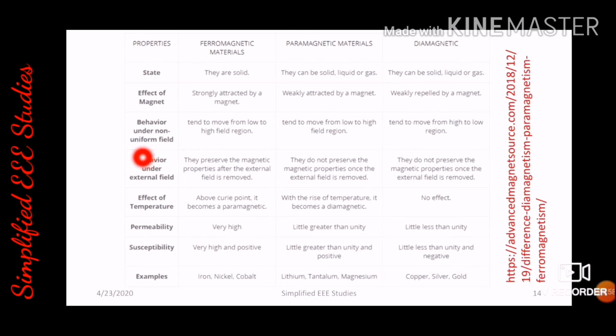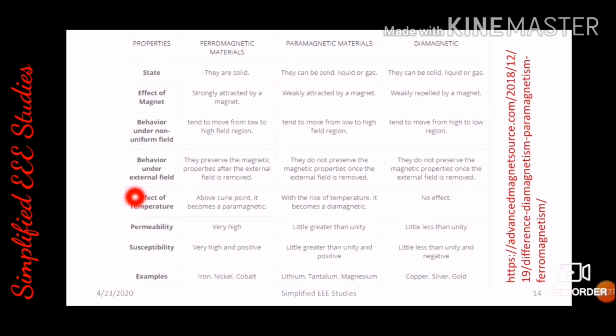Moving on to behavior under non-uniform field. Ferromagnetic material tends to move from a low to high field region. Similarly, paramagnetic material tends to move from low to high field region. But diamagnetic material tends to move from a high to low field region. Regarding this property, diamagnetic material is one of the odd man out.